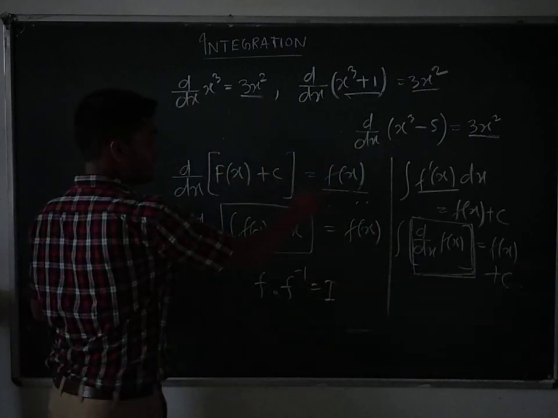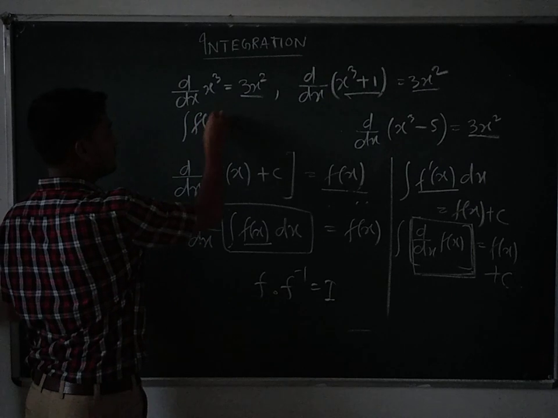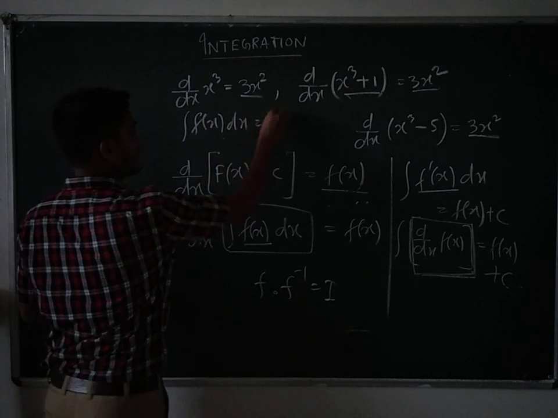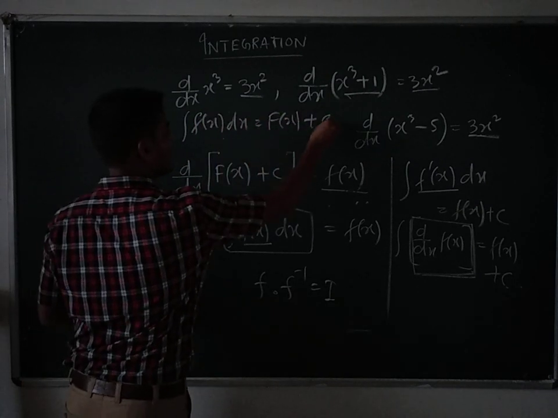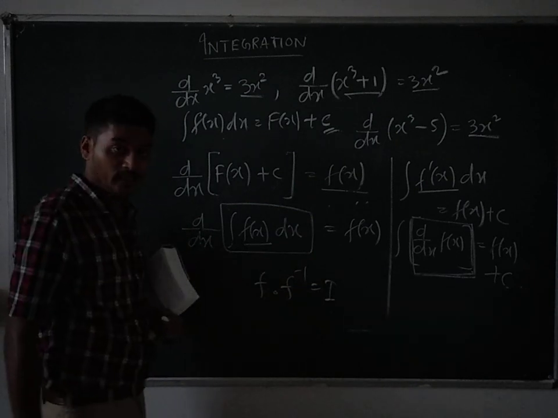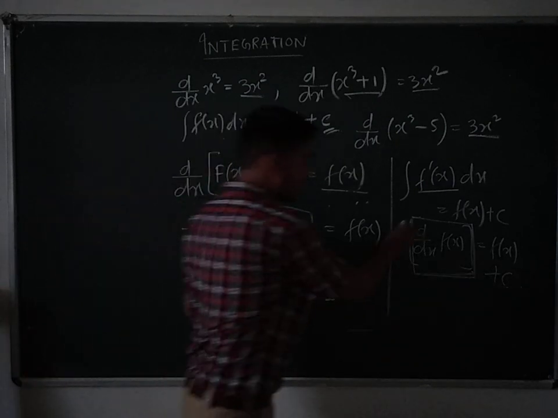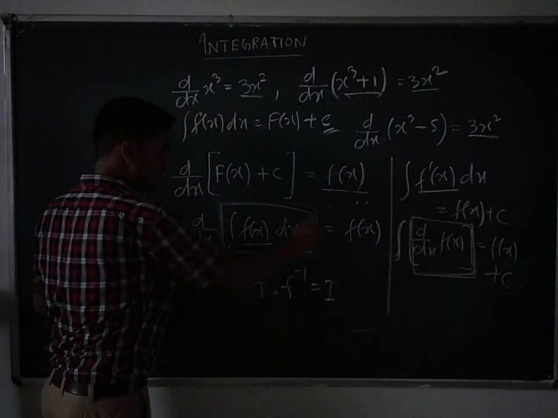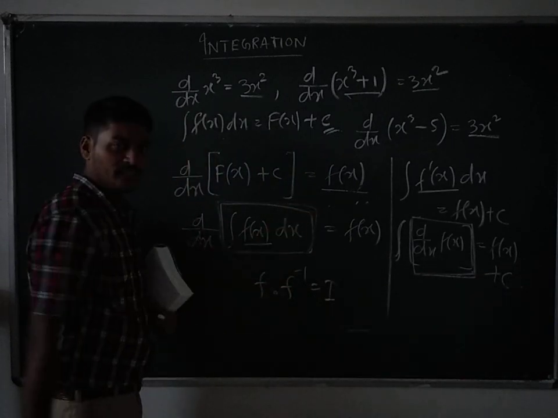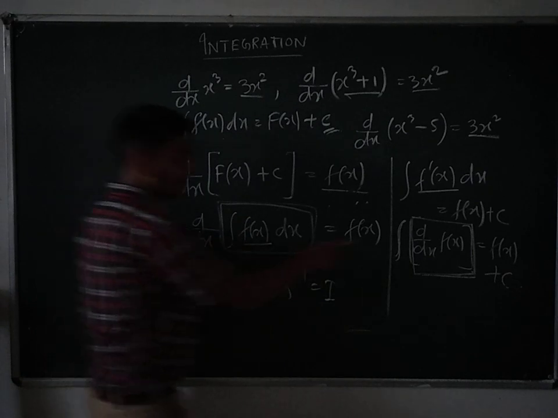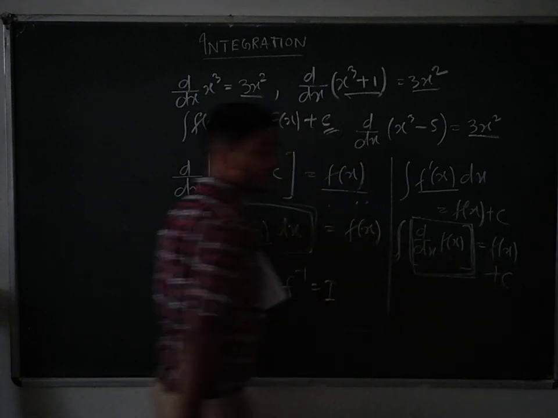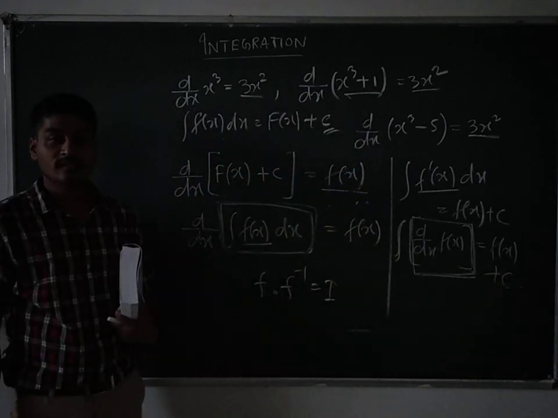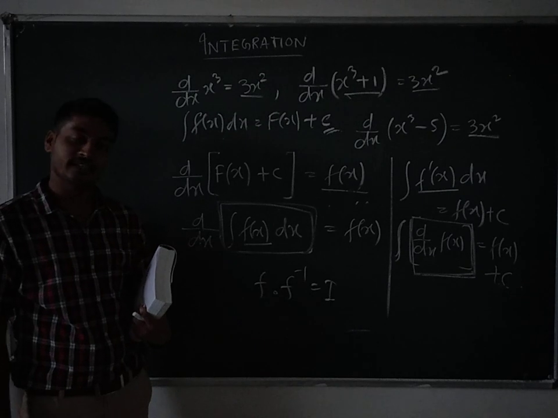That's why one constant of integration should be required. So if I write integration of f of x dx is equal to capital F of x plus c. That means constant of integration is required. Differentiation does not give a constant quantity, so it is not written there, but when you do integration, one constant quantity should be required, and that constant quantity is known as constant of integration.